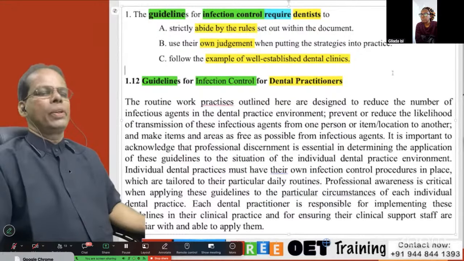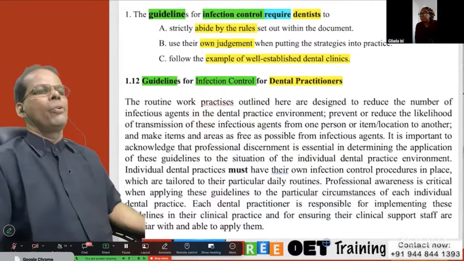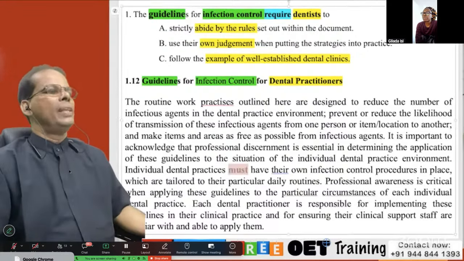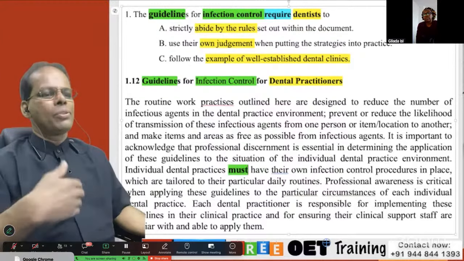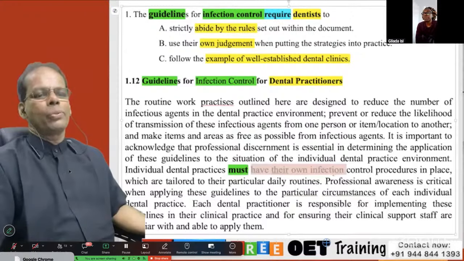You tell me the line number, okay? Number of the line. Individual dental practice must have their own infection control procedures in place. Which line? Okay, one sec. Must, yeah, must. Must is here. As per EduSkills, we teach you that if you find a modal verb in the question stem, immediately you have to search for the modal verb in the text. Sometimes a synonym of it, which you will know as you practice. Now you have to see what is there. Must have their own infection control procedures in place.